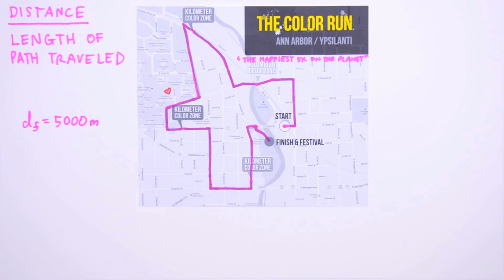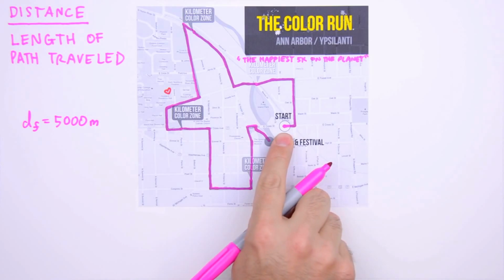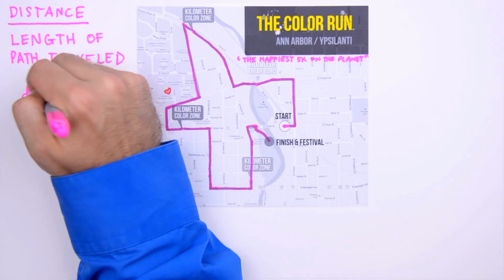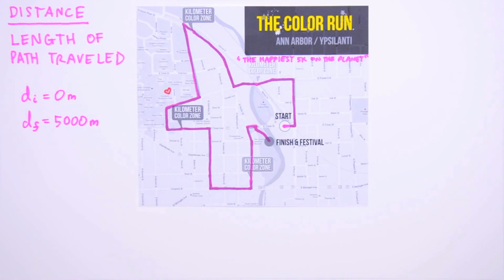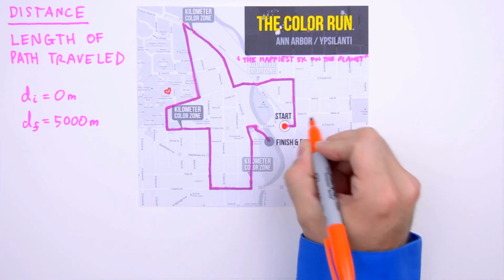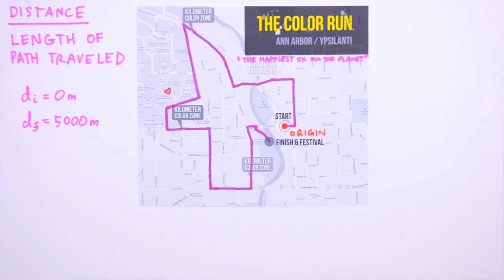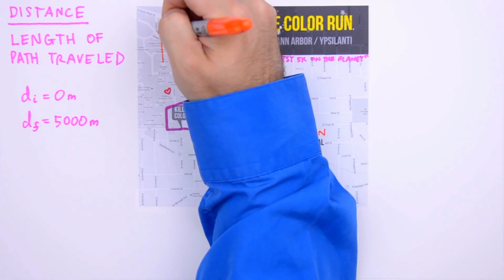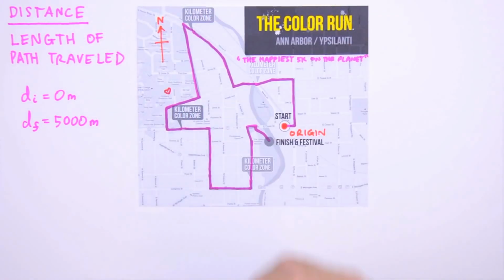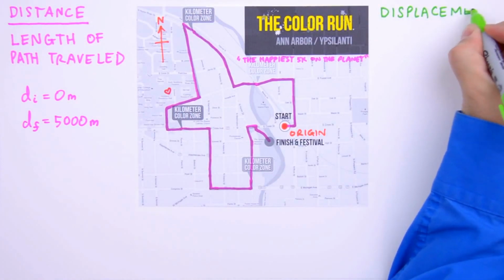Of course, if the final distance is 5,000 meters, that would imply that the initial distance, d sub i, is 0 meters. Implicit in these distances is the location of our origin, the starting line. We'll mark that on our map. And while we're at it, we'll indicate our coordinate system for the map, which is to say, we'll mark the direction of north.